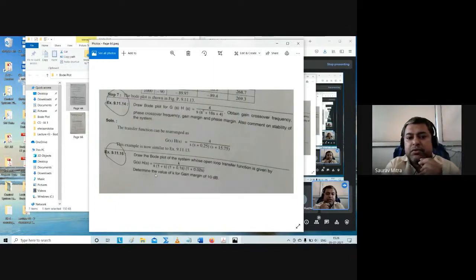Now I am asking you the same thing. There are 4 single order poles. That means 1 by S minus 90, 1 by 1 plus S minus 90, 1 by 1 plus 0.1 S minus 90, 1 by 1 plus 0.02 S minus 90. So what can be the maximum negative phase at omega equal to infinity? It will be minus 360 degrees.